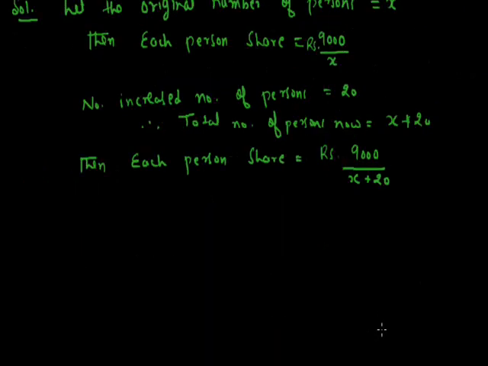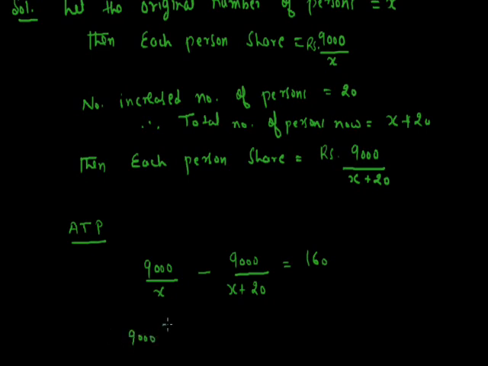Now according to the problem, each person would get 160 rupees less. So we can say, according to the problem, the amount a person is getting in the first case minus the amount the person is getting in the second case, the difference of these two amounts, is 160. Now 9,000 is common from the left hand side, so we can write 9,000 into 1 upon x minus 1 upon x plus 20. This is equal to 160.